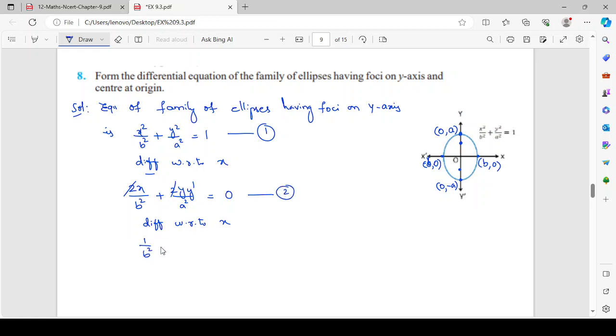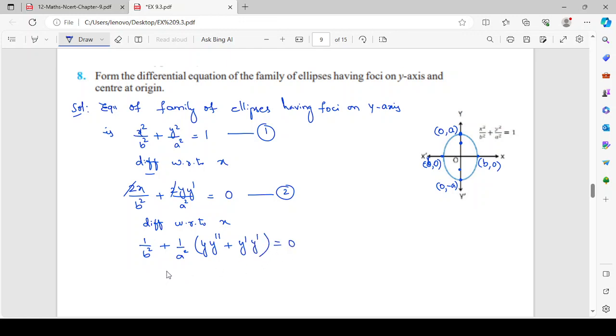1 upon b square plus 1 upon a square into y into y dash. There are 2 functions, so we have to apply the product rule. So y as it is, y dash differentiation is y double dash, plus y dash into y differentiation is y dash. Right? So this is what we will get.